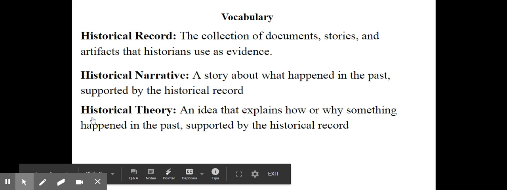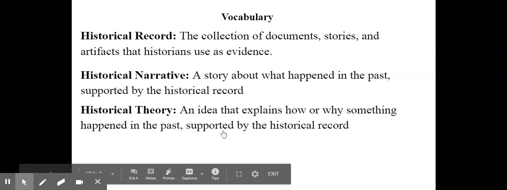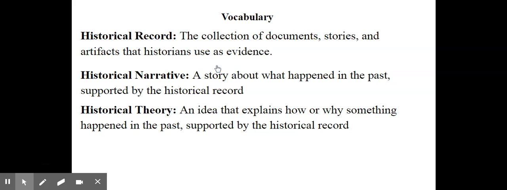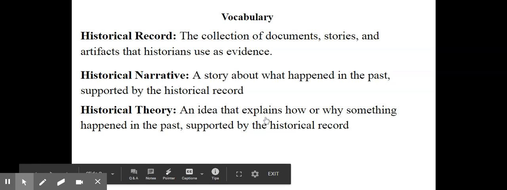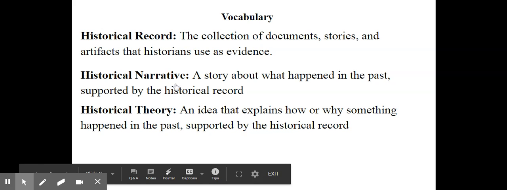So the third vocab word is historical theory. A historical theory is an idea that explains how or why something happened in the past, supported by the historical record. So a historical narrative just tells a story. It just says what happened based on the historical record. A historical theory tries to explain how or why something happened. So the historical narrative just tells you what happened.